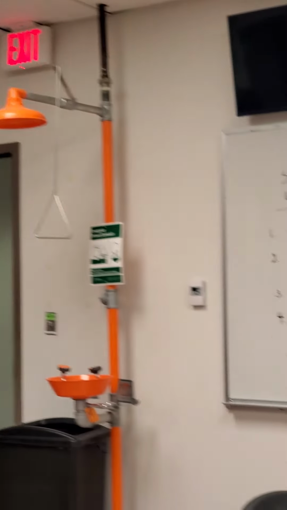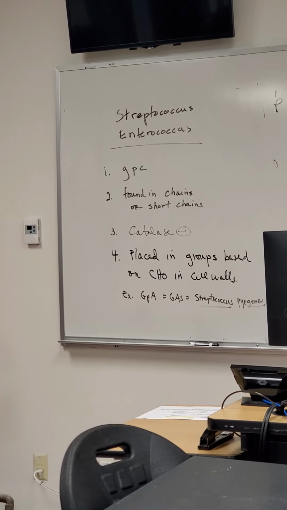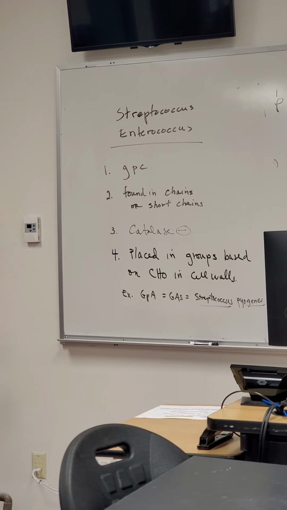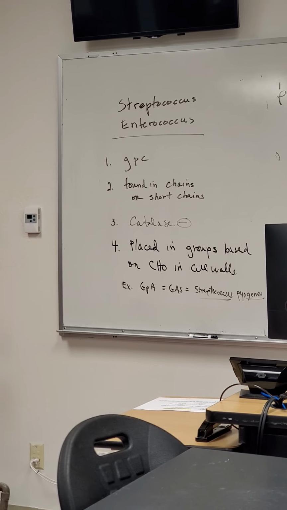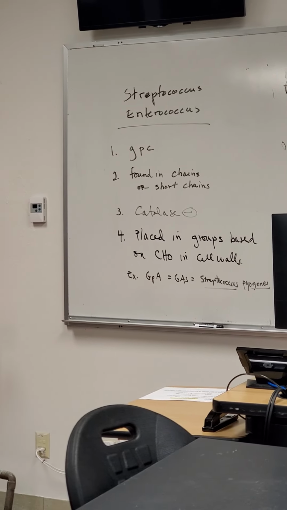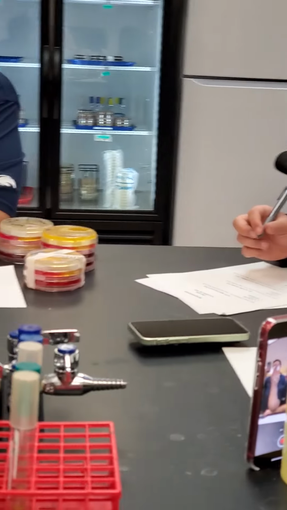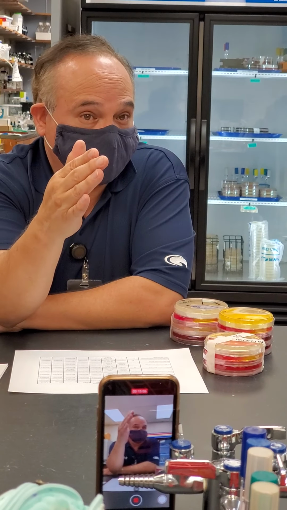Now look at the board. It says the streptococci and enterococci are Gram-positive cocci. They're found in chains or in short chains. Short chains would be diplococci. Everybody who works in clinical laboratories will call them diplococci, but a lot of people who work in research just call them short chains. They're all catalase negative, so they don't break down hydrogen peroxide.